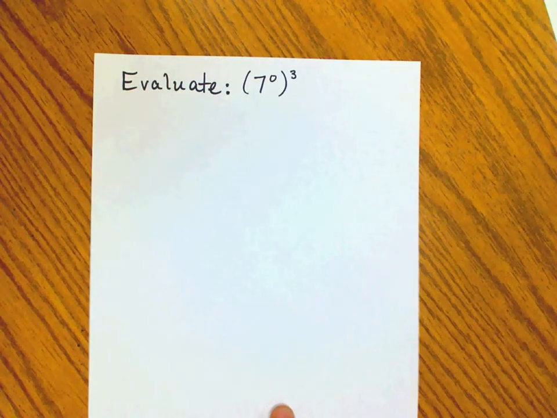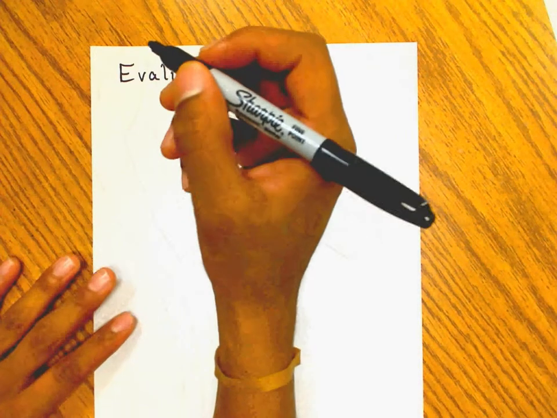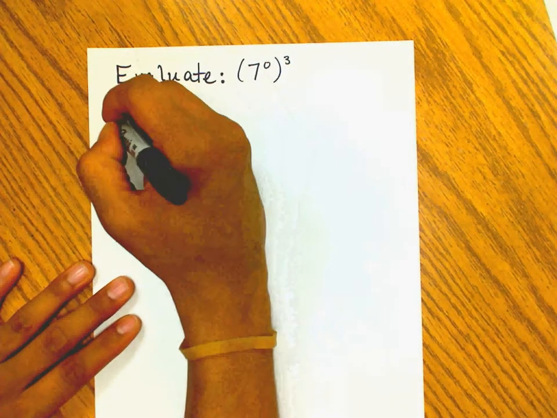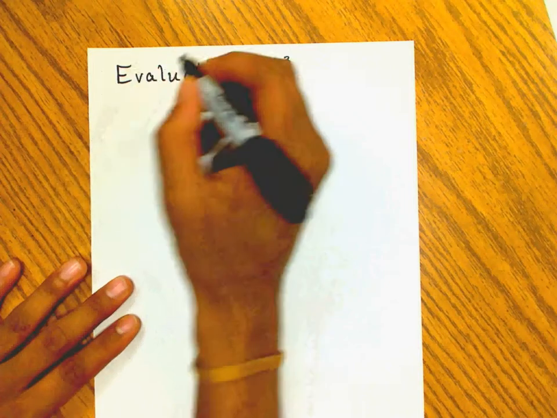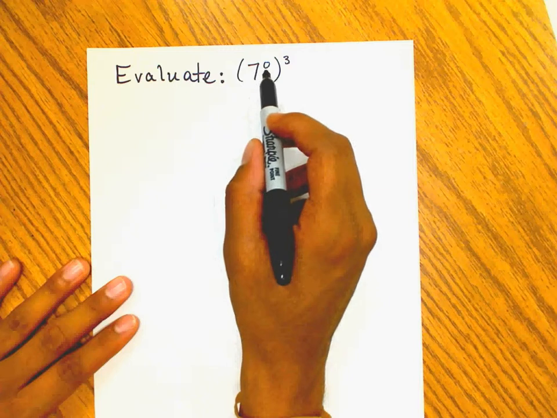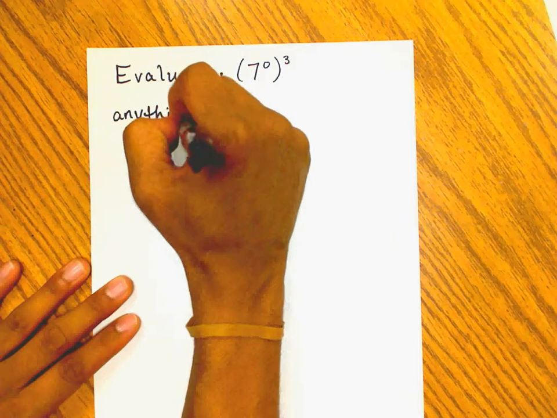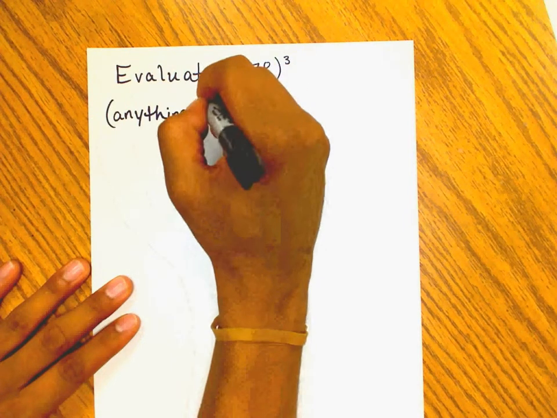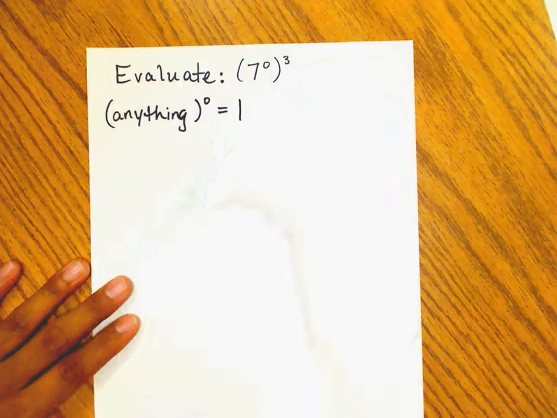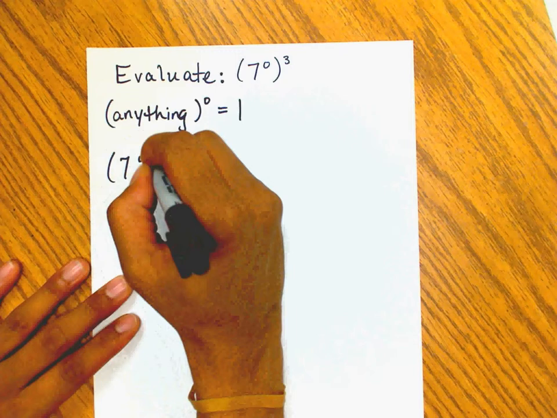This one here tells us that we have to evaluate 7 to the 0 power and then all of that to the 3rd power. All right, well, I want to rewrite our problem. Well, first, let's go ahead and write out something here. I want to go ahead and address this, 7 to the 0 power. Anything to the 0 power is equal to 1. Okay? So, when I go ahead and address this, I'm going to rewrite my problem. 7 to the 0 cubed.